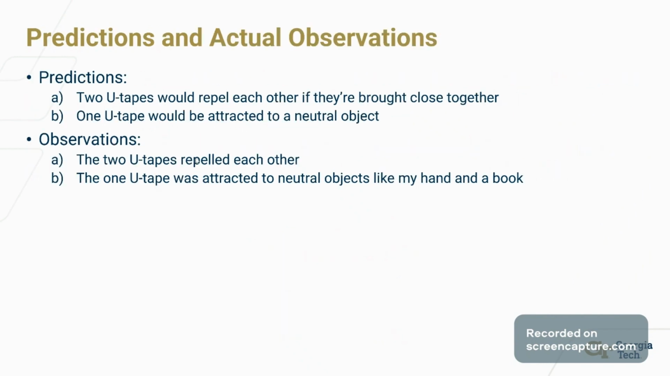So my predictions and actual observations. I predicted that the two U-tapes would repel each other and that one U-tape would be attracted to a neutral object. Both of these predictions were correct based on my observations.